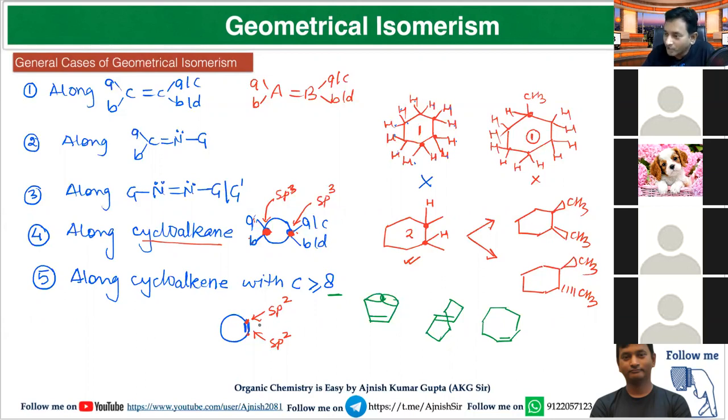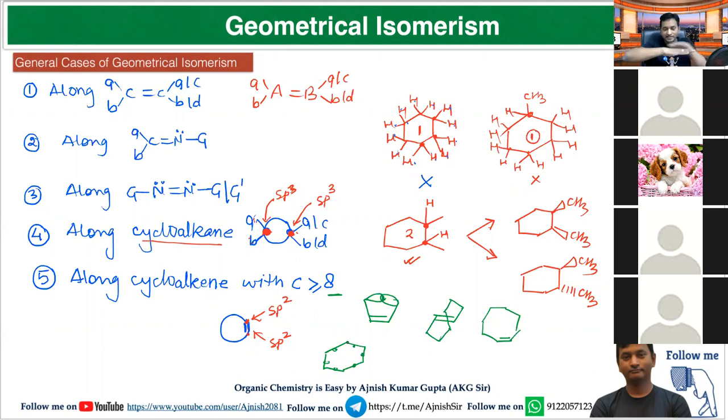But if the number of carbon is less than 8, like this, if I make the double bond over this position, all will be the same. Is it clear to everyone? Yes, sir. You can also think like this.